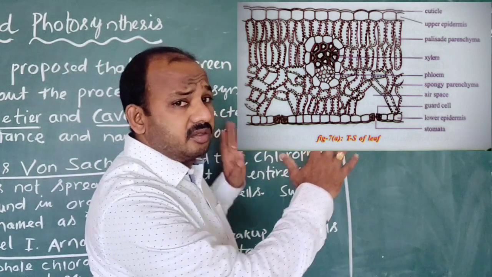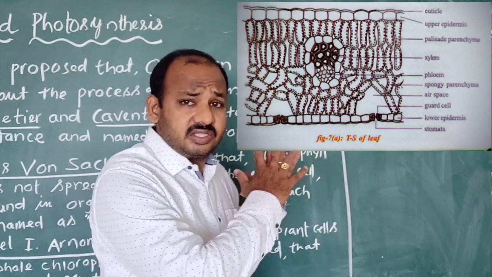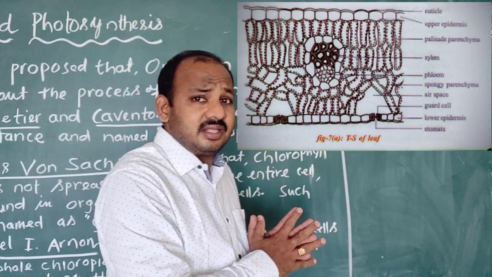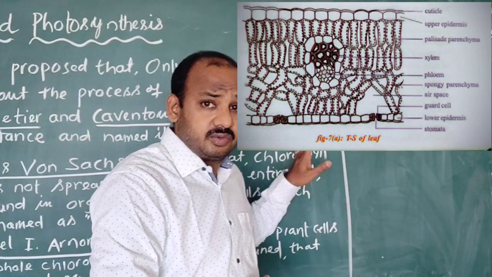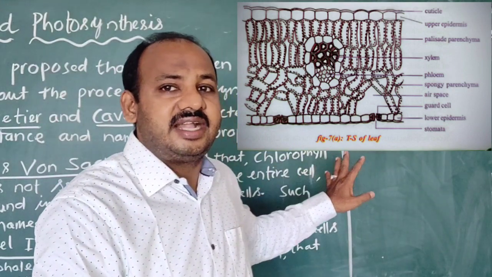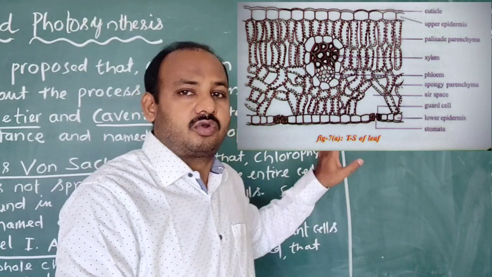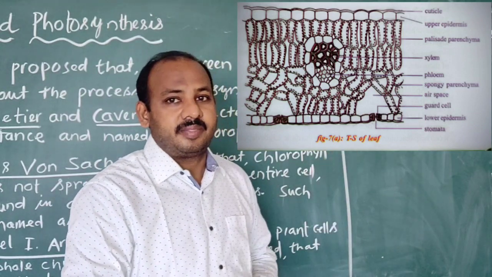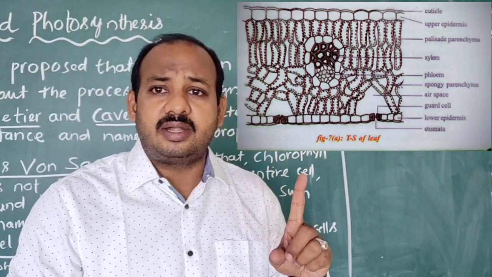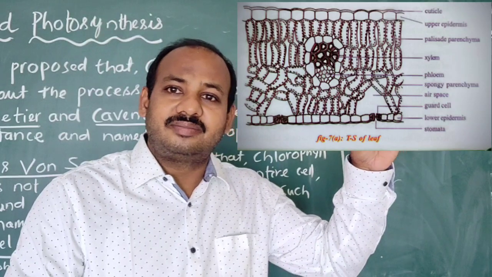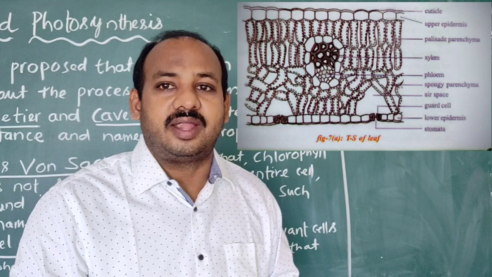See, the leaf is so arranged that the chloroplasts are present in the mesophyll cells. They are the actual sites for photosynthesis. In the chloroplast only, photosynthesis will take place. For photosynthesis, what are the requirements? Water is required, sunlight is required, chlorophyll is required, and carbon dioxide is required.